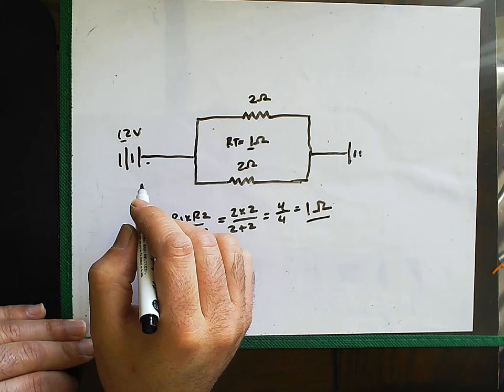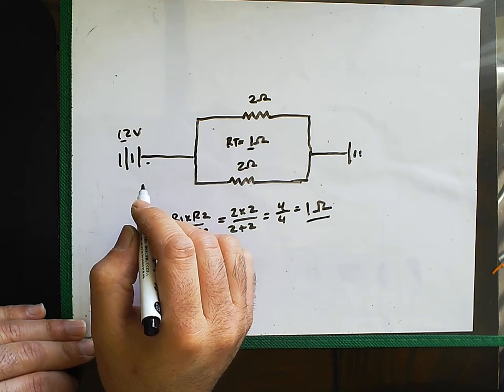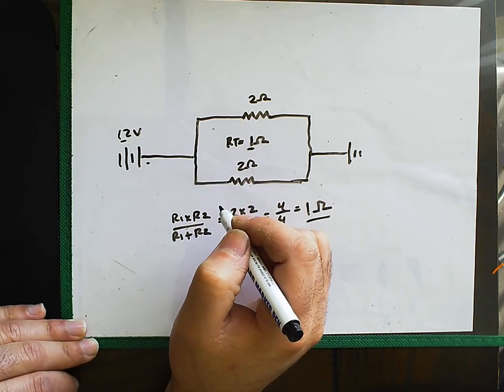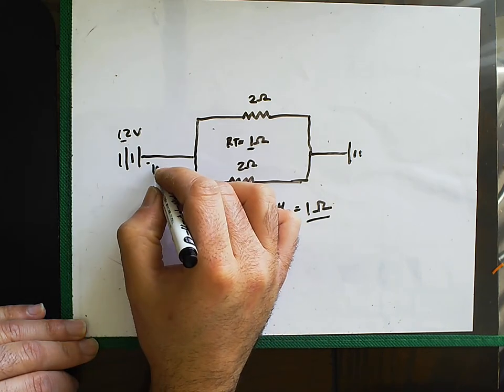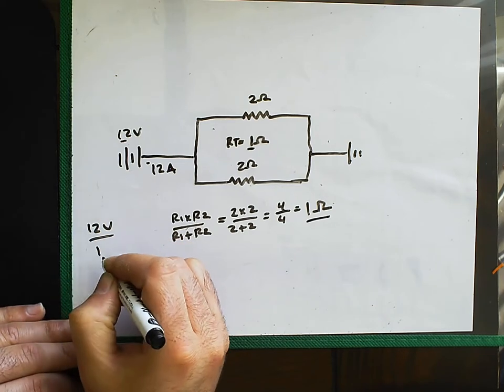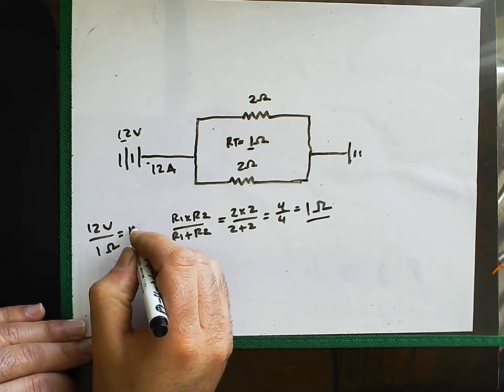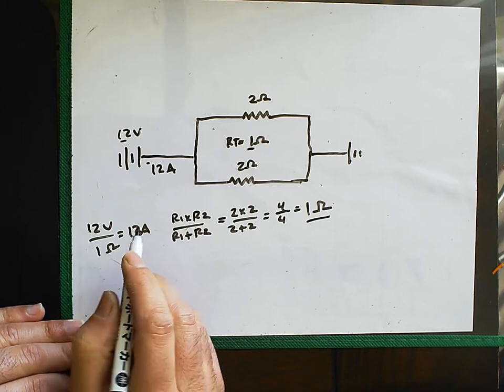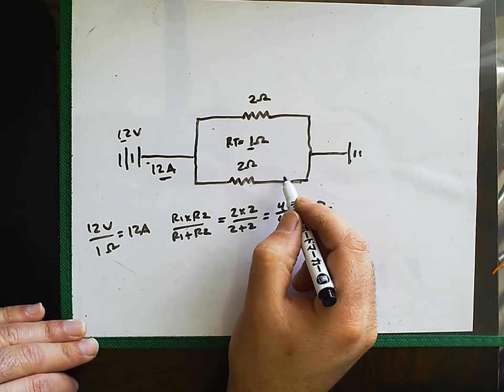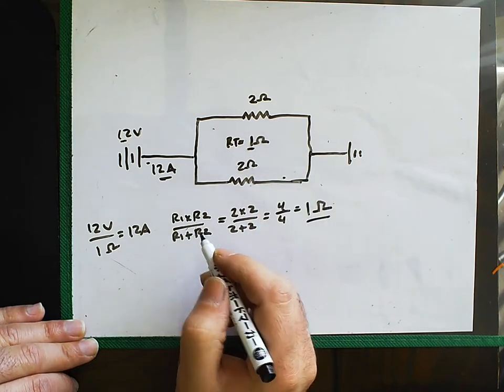Okay, so now if I know my total resistance and my total voltage, I can divide them to figure out my total amperage, right? 12 volts over 1 ohm equals 12 amps. Okay, so I know my total amperage here. I still don't know how many amps are here or how many amps are here.